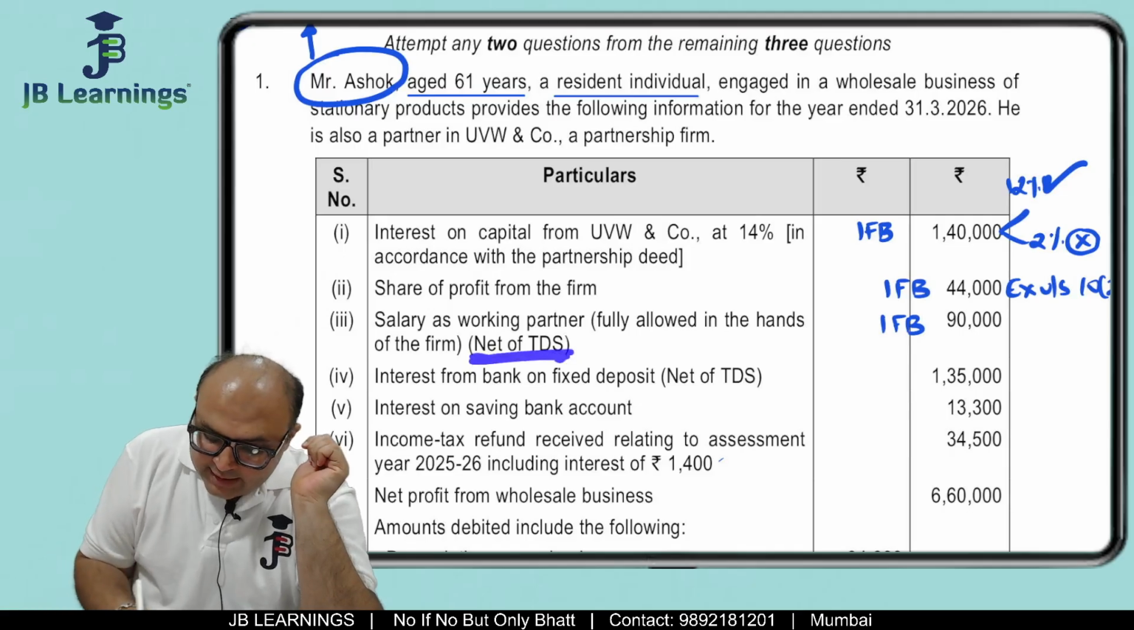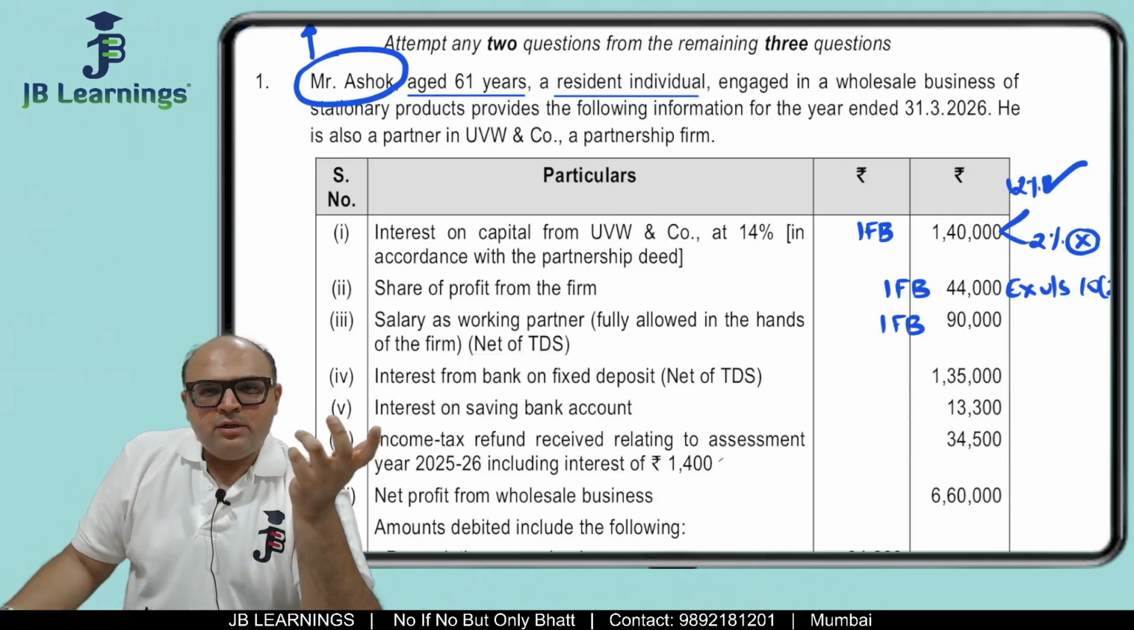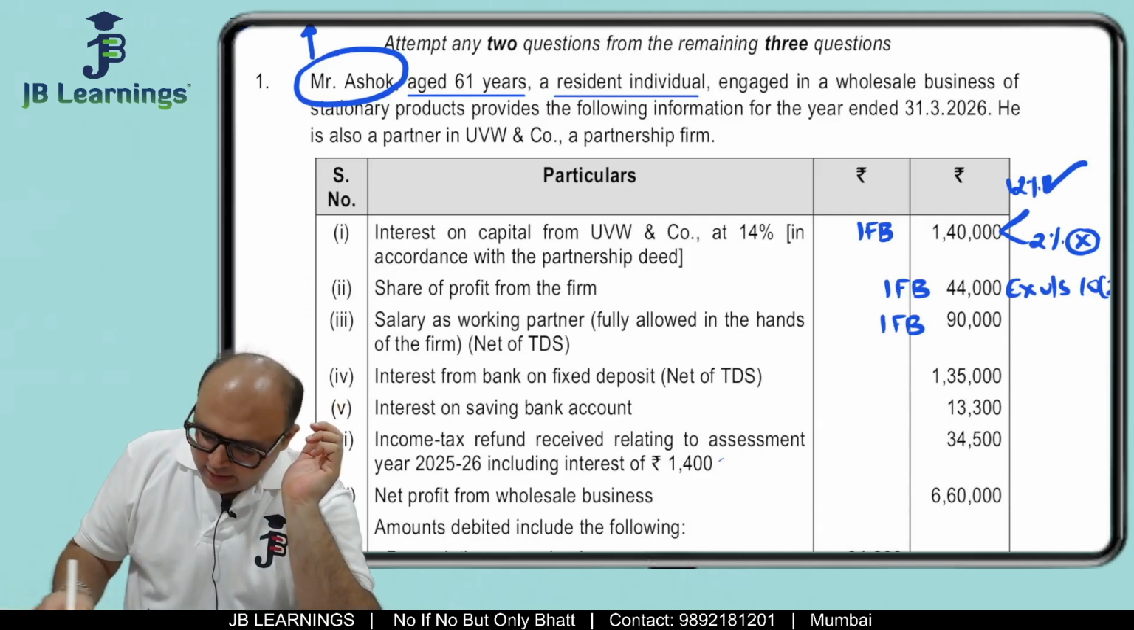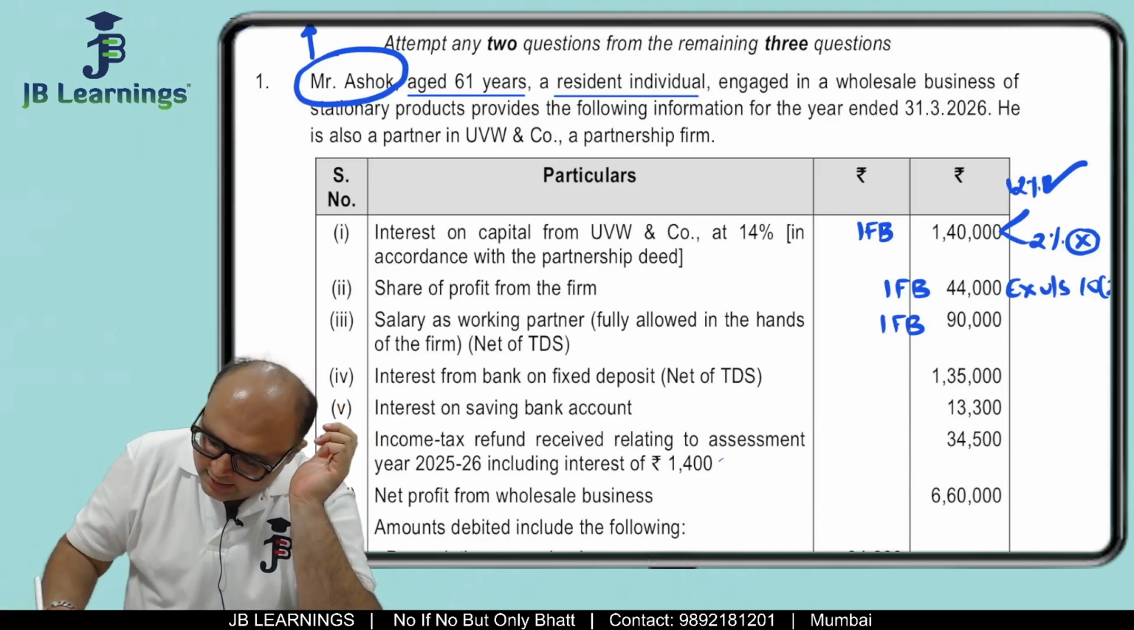Okay, but it is given that it is net of TDS. So this is a new section which is applicable to the partnership firm, that whenever they give salary to the partner, you have to deduct 10% TDS. So what we will have to do is, this is the net amount, so we'll have to convert the net into gross.